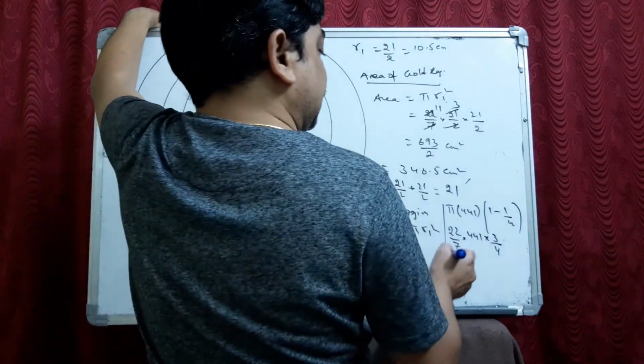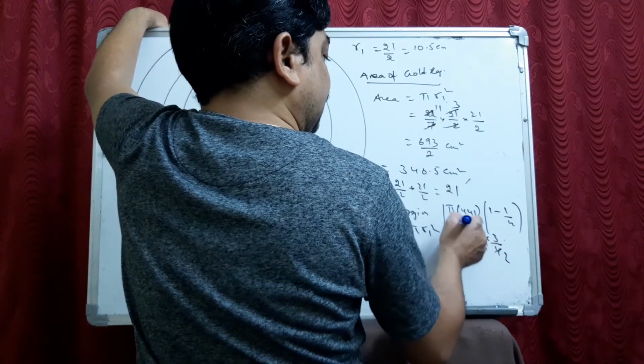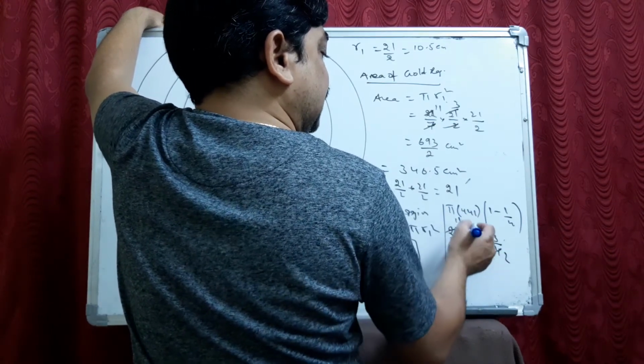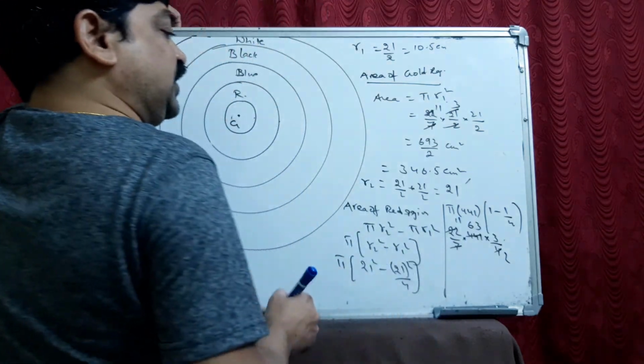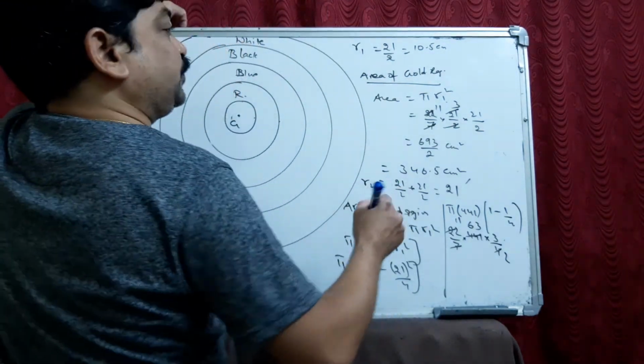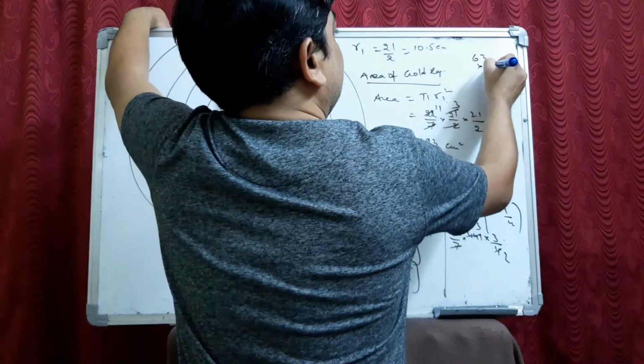Now let us cancel this: 2 2s, 2 11s, 7 will get cancelled with this, 7 6 42, 7 3s are 21. Now 63 into 33 by 2, that is 63 into 33.